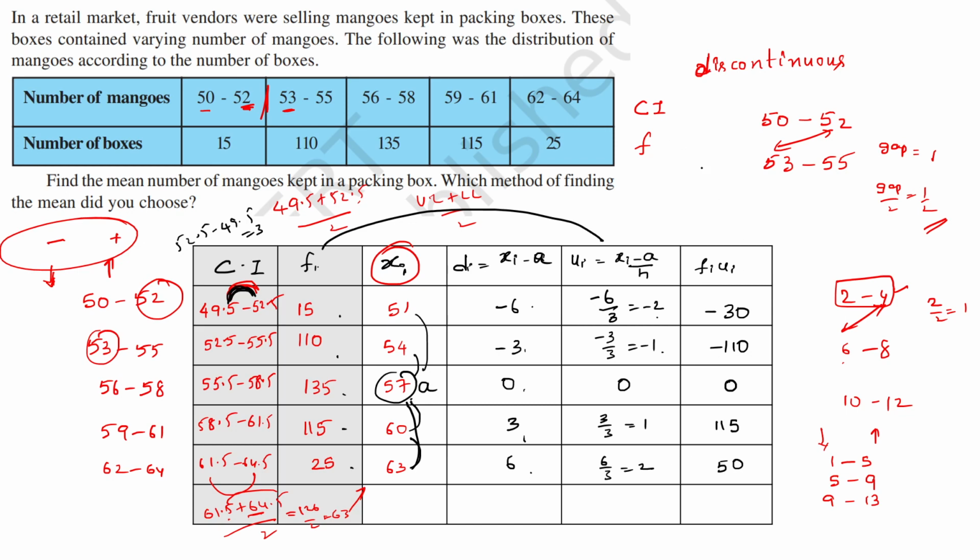Now what we have to find, the formula for finding the mean: x bar is equal to a plus sigma fi ui by sigma fi into h. The formula for mean using the step deviation method is a plus sigma fi ui by sigma fi into h. Now we'll find sigma fi ui here. So that will become minus 140 and 165. 165 minus 140 is 25. Therefore x bar is equal to a, 57, plus sigma fi ui, that is 25, by sigma fi.